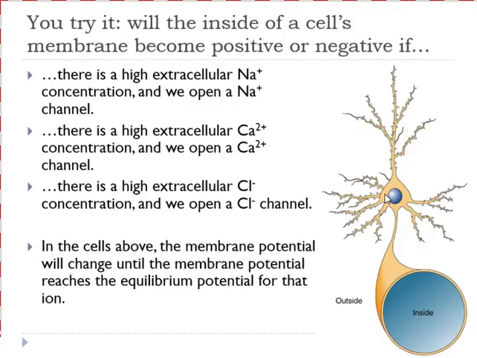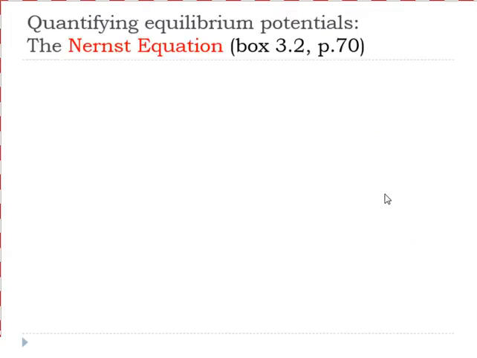Now, I just said, all we need to know to know the charge, a plus or a minus, of the membrane potential that will occur is the concentration gradient and the charge of the ion. So that actually starts to help us build an equation. And that equation is the Nernst equation, to actually quantify not just whether it is a positive or negative number, but what the actual charge value is that we're dealing with here.